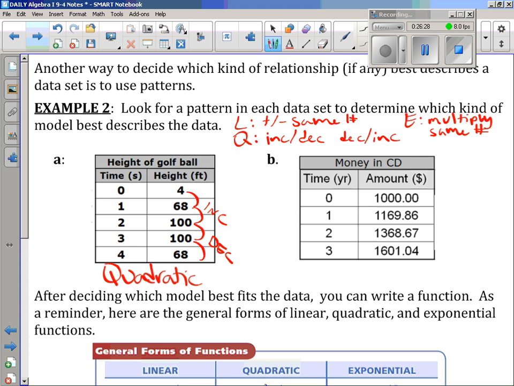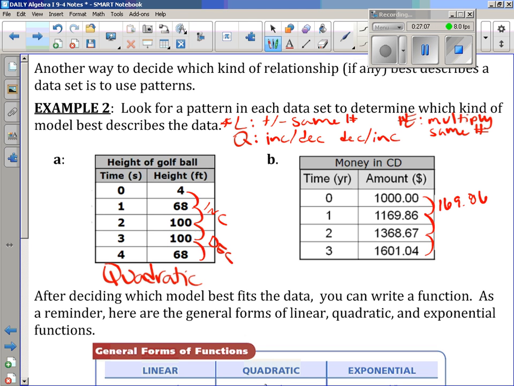This looks like it might be a little bit more challenging, so let's see what we get. So going from 1,000 to 1,169.86, and keep going, keep going. It looks like we increase the whole time. So that means it either has to be linear or exponential. So we're going to test and see if I'm adding by something each time, and if so, it's linear, and if not, I'm going to see if we're multiplying by something each time. So to get from 1,000 to 1,169.86, the difference there is 169.86.